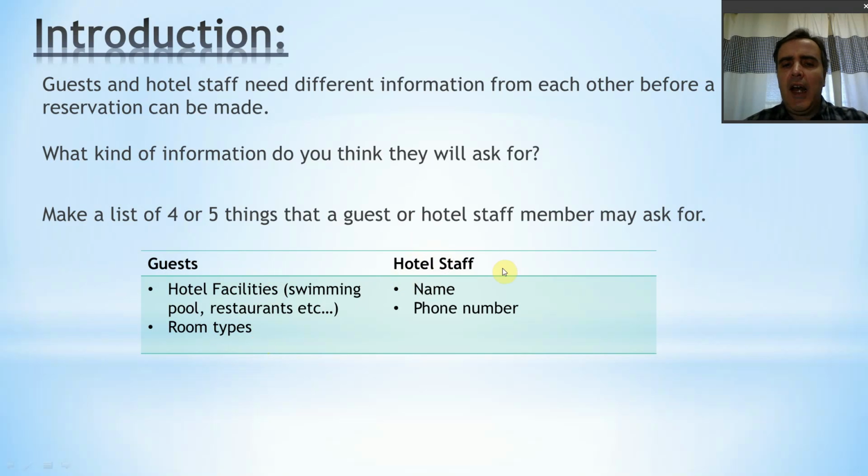They may also ask about the room types that are available. Now, the hotel staff, they're going to think about different kinds of information. They're going to have to ask for maybe the guest's name, the guest's phone number, and lots of other different kinds of information related to the guest.